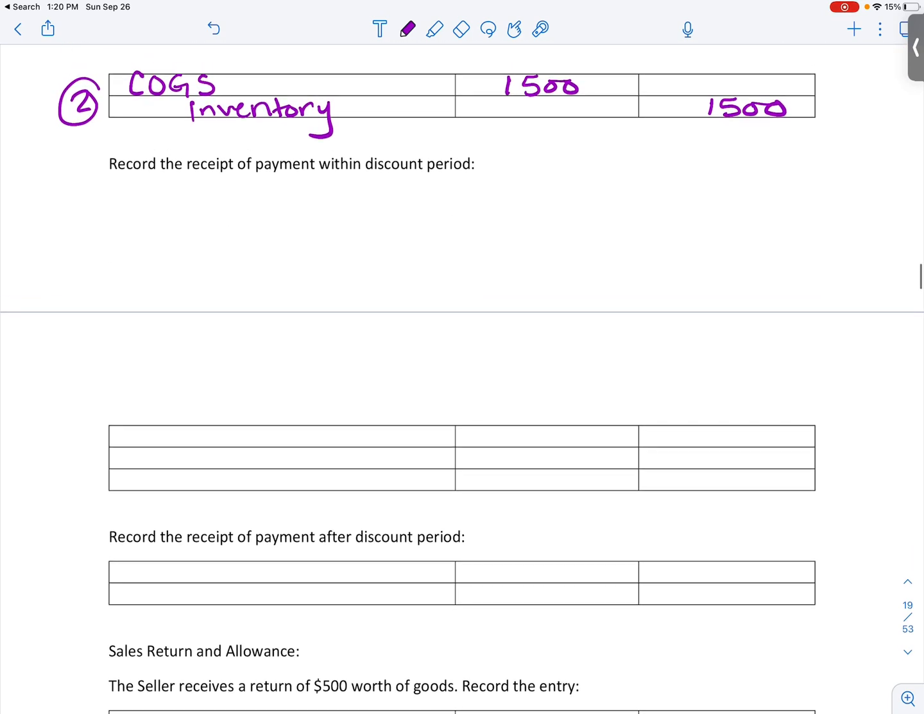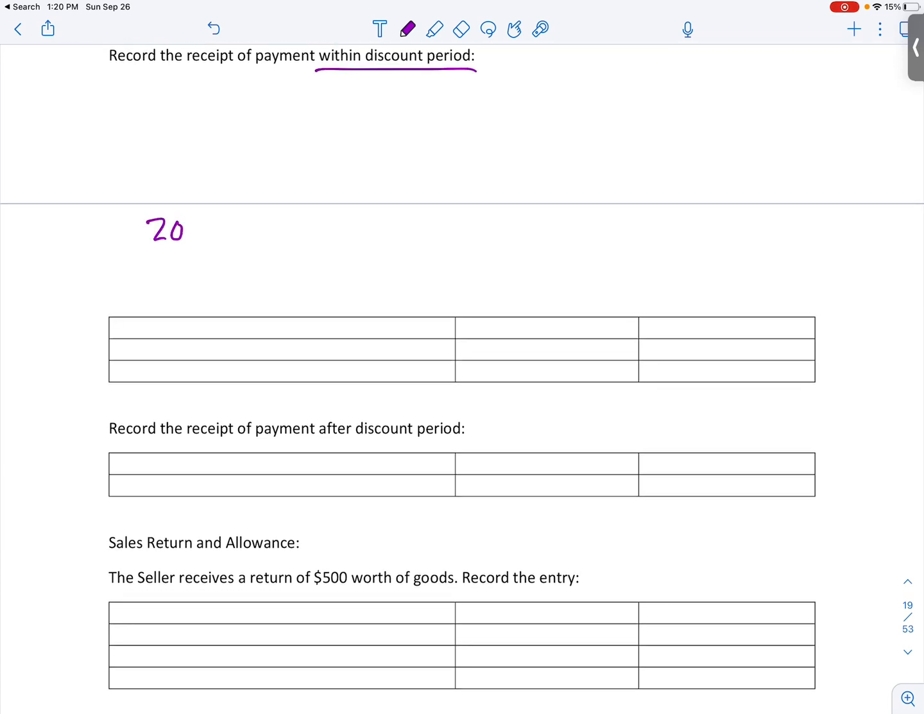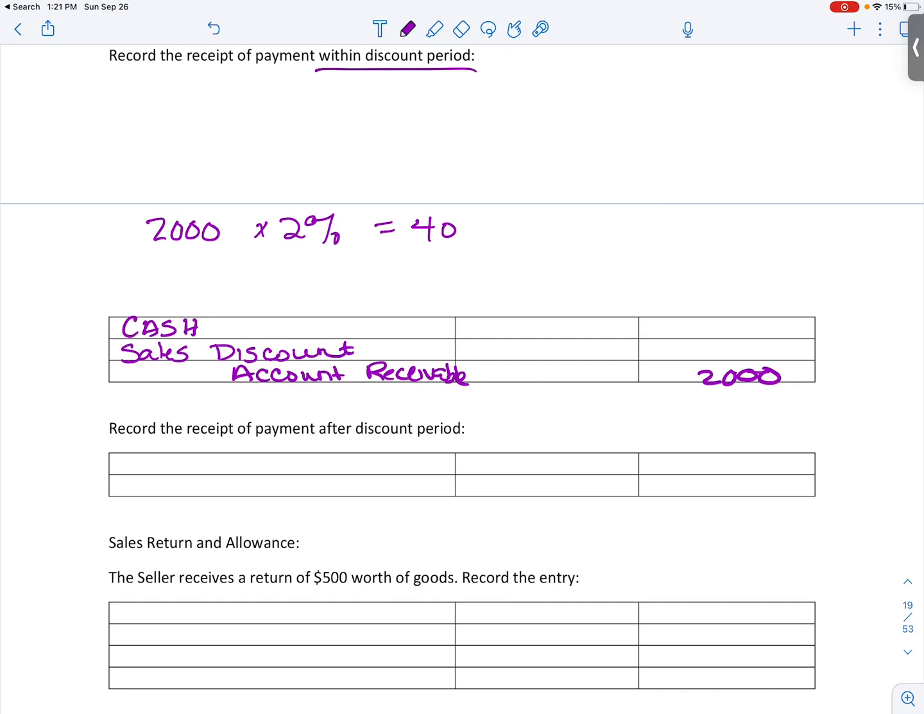Next is recording the receipt of payment if they made it within the discount period. Again, just because we're moving here, it was a $2,000 sale. That discount was 2%, so that's $40. But remember, we're recording from the seller standpoint, so we're going to receive the cash. We're going to offer them a sales discount. That's a normal debit. And then we have to show that they're paying off their entire account receivable. So I'll start here with that credit was the full $2,000, which would wipe out that account, make it 0. My sales discount is that 2%, so that's the 40, and the cash is the difference.